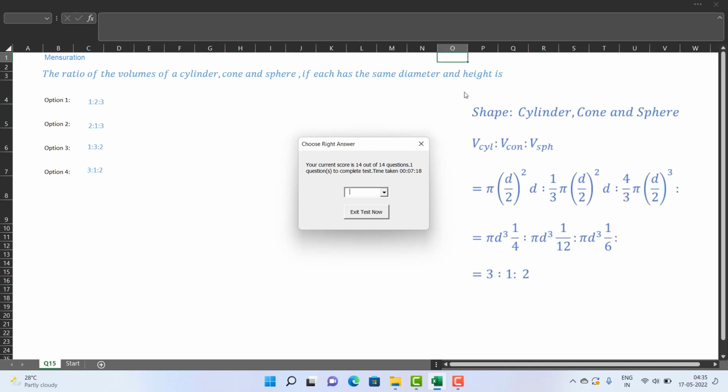We can also do it in terms of the diameter itself. Pi into d by 2 whole squared into d is to 1 by 3 pi into d by 2 whole squared into d is to 4 by 3 pi into d cube. That will be pi by 4 is to pi by 12 is to pi by 6. Multiply throughout by 12. Cancelling pi, we get 3 is to 1 is to 2, the same answer. So, the answer is option 4.